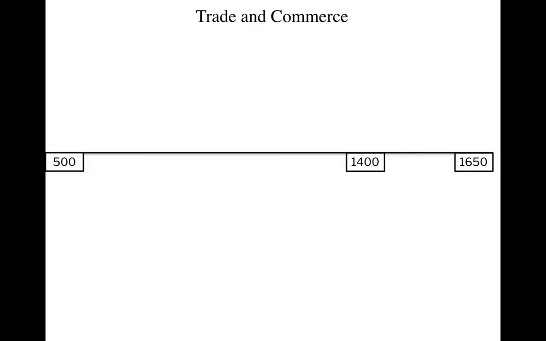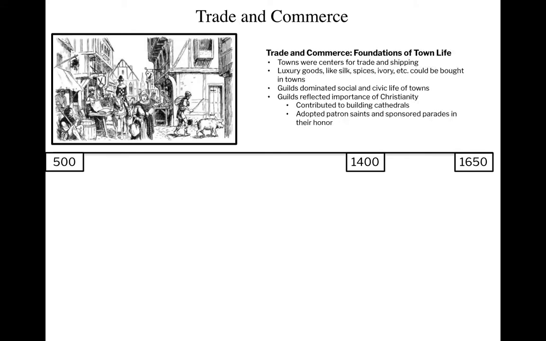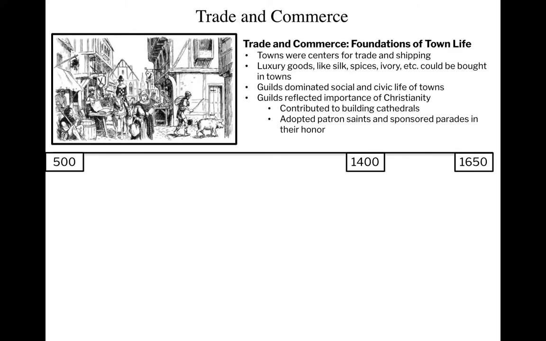Okay. So trade and commerce. So foundations of town life. Towns were the center for trade and shipping. There were luxury goods that were being sold, like silk, spices, ivory, things like that. Those could be bought in towns. And guilds dominated social and civic life of towns. The guilds really reflected the importance of Christianity because they would often contribute to building cathedrals. Like we looked at Notre Dame, for example, and they would often adopt patron saints and sponsor parades in their honor. And so there would be patron saints of entire towns in some cases, which was kind of a cool thing.